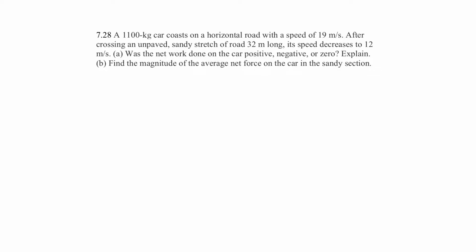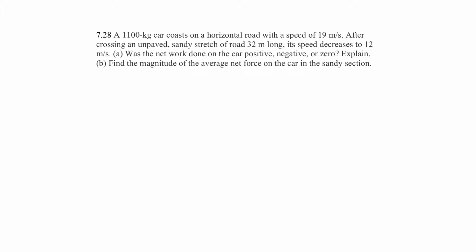We're in Chapter 7 on work and kinetic energy, and this is number 28 in the end of the chapter questions. An 1,100 kilogram car coasts on a horizontal road with a speed of 19 meters per second. After crossing an unpaved sandy stretch of road 32 meters long, its speed decreases to 12 meters per second. Was the net work done on the car positive, negative, or zero?